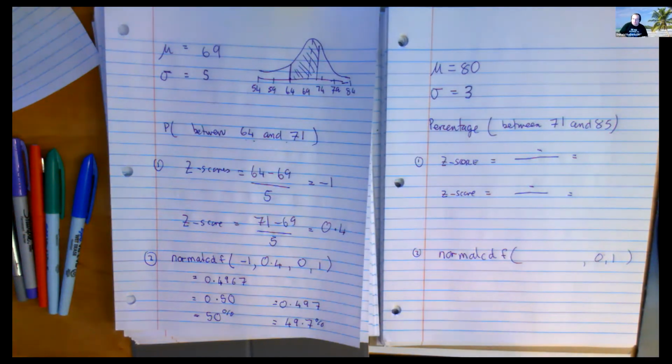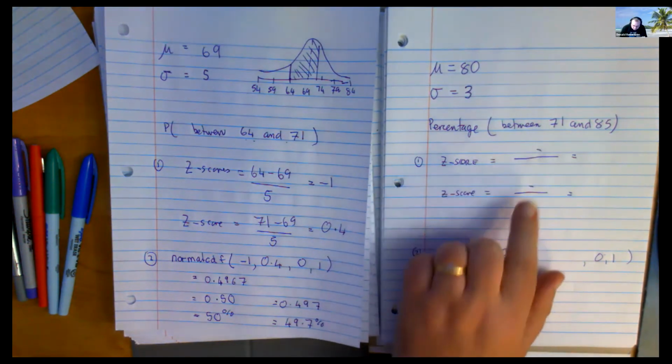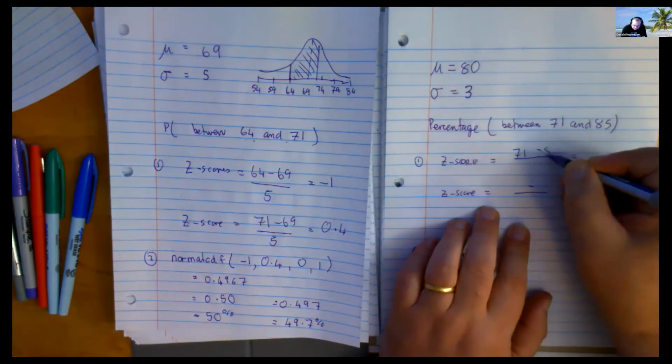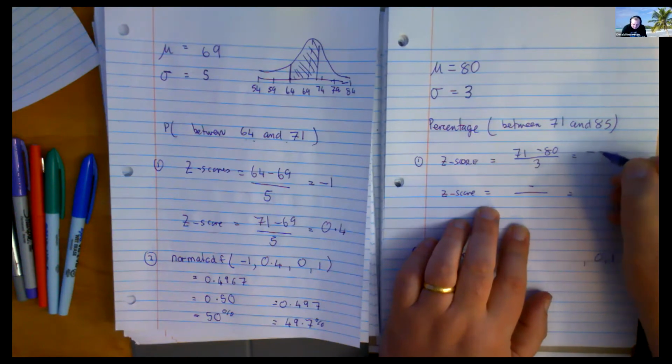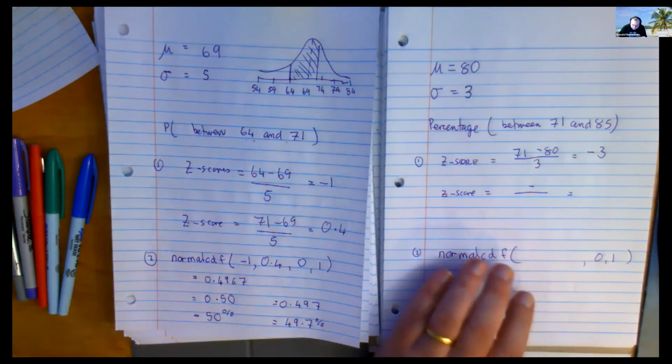Okay, let's go for it. So I'm going to take 71 and convert it into its z-score. So I'm going to subtract 80, divide it by 3, and I believe you get -3. Agreed? I got a nod on that, so I'm good.